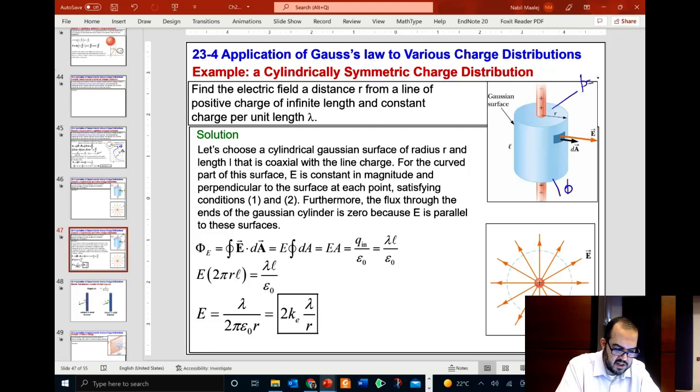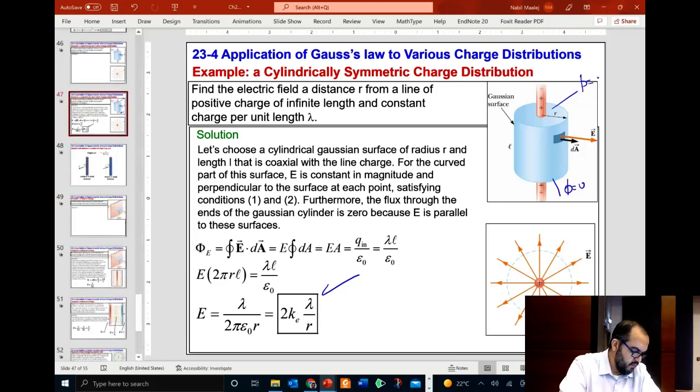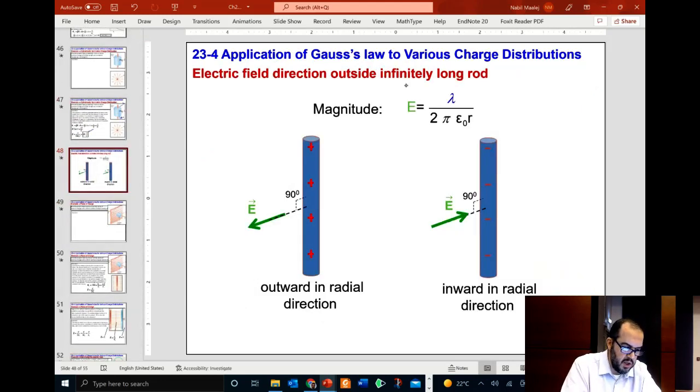Through the bottom surface, the flux is 0, because the electric field and the area vector are perpendicular to each other. But on the belt of the cylinder, we were able to determine the area of the belt, which is 2 pi r times the length, or the height of the cylinder, L. It's equal to the charge enclosed, which is lambda times L divided by epsilon 0, and we solved for the electric field. We found, very interestingly, that now the electric field is not dependent on 1 over r squared, it's 1 over r. So this is the general equation for the electric field from an infinite line of charge.